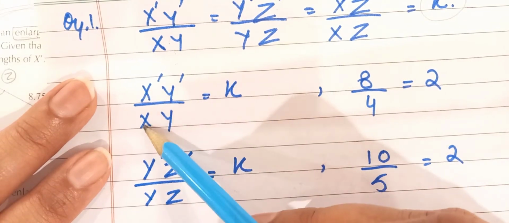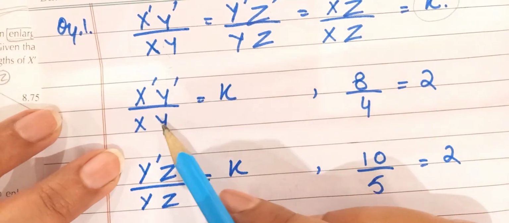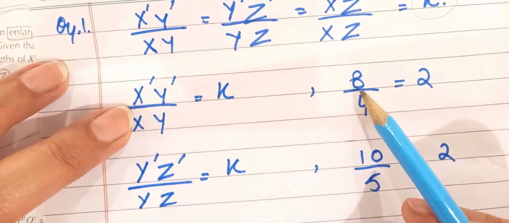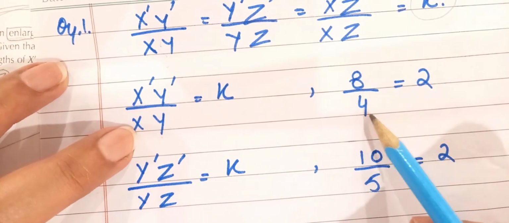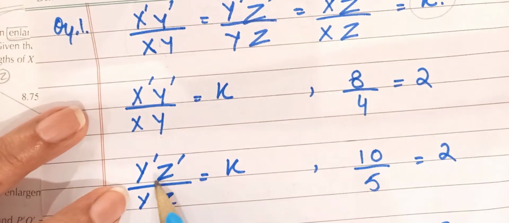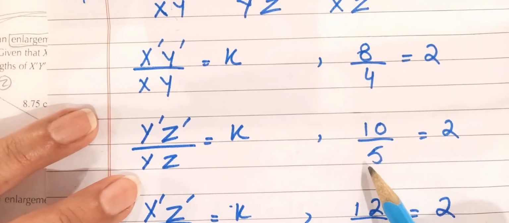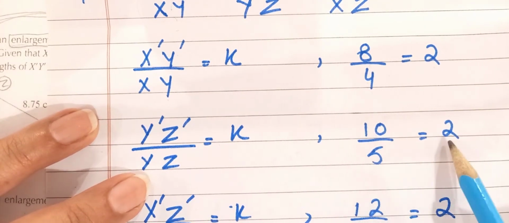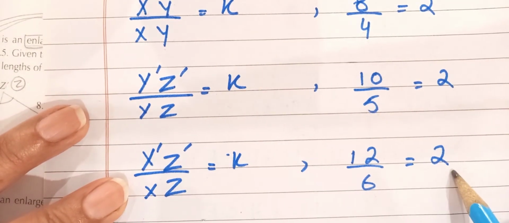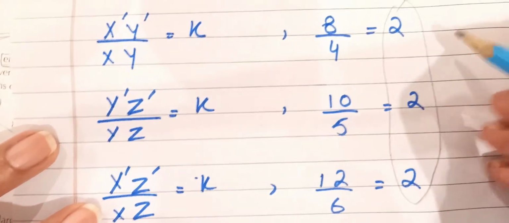We can write them separately as well. Here, if x dash y dash is equal to 8 and xy is equal to 4, we will cross them out and we will get 2. Similarly, if y dash z dash is 10 and yz is 5, the answer also gives us 2. And here 12 over 6 is equal to 2. This means these three are equal, they are constant.